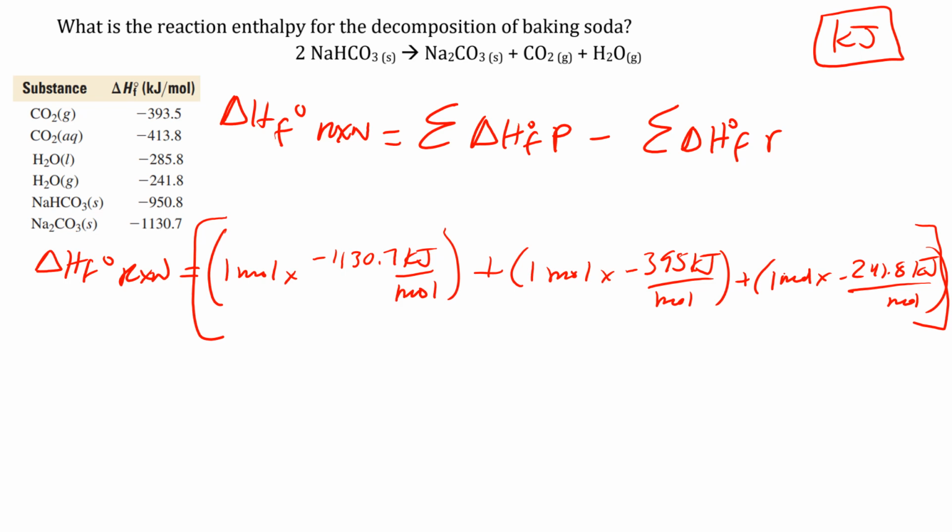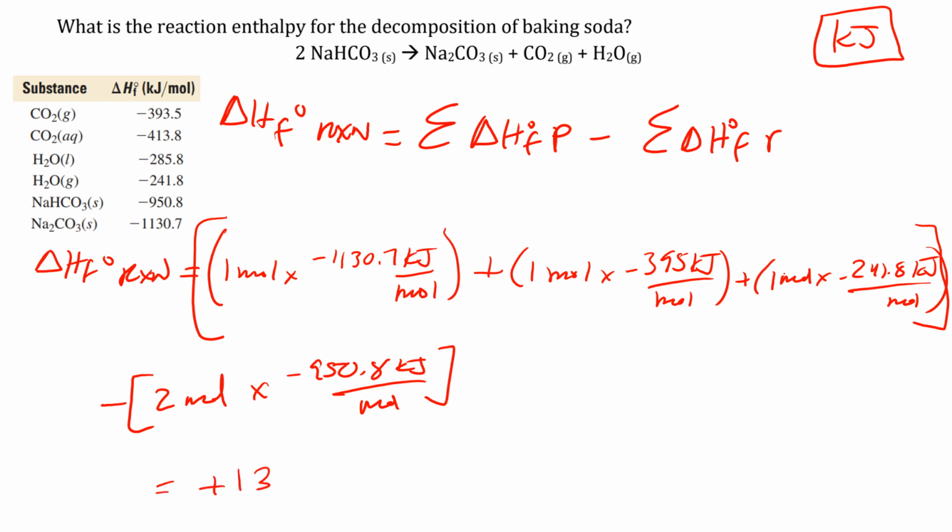Luckily, we only have one reactant because it's decomposition, minus 2 moles times negative 950.8 kilojoules per mole. I do my math, calculate. I should end up with a positive 135.6 kilojoules.